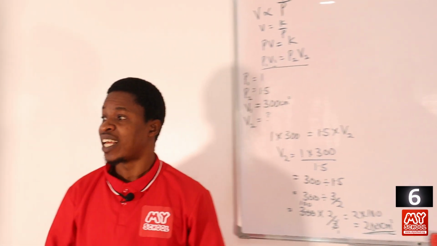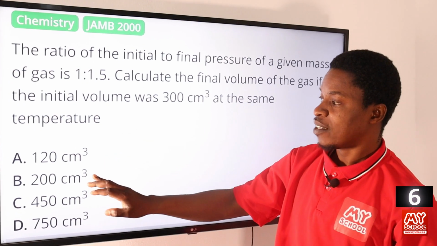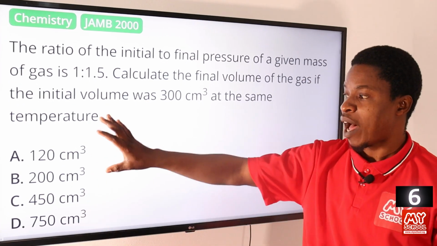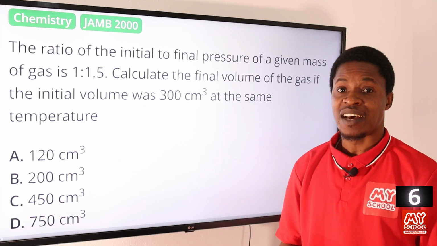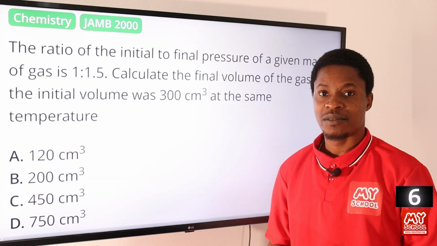Now let's go over to the board and see the screen, and let's look at the options that we have. Option A is 120, 200, 450, 750. So among these, the correct answer from what we got now is option B, which is 200 cm cube.